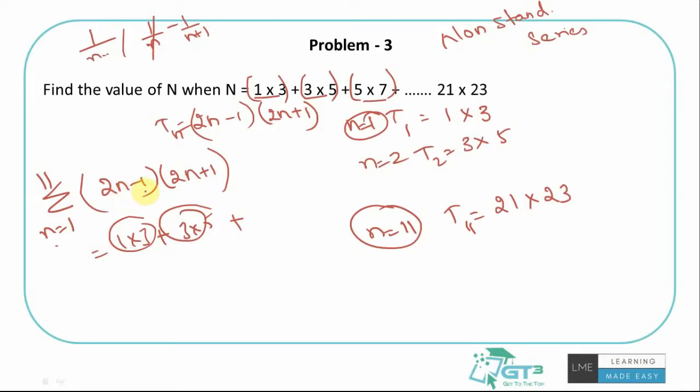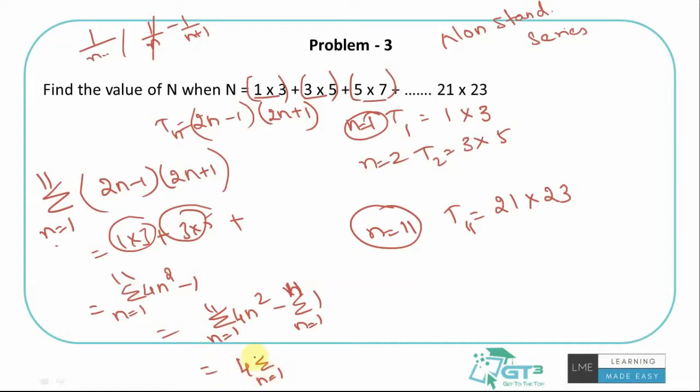So what is 2n minus 1 into 2n plus 1? 4n square minus 1, and summation is n is equal to 1 to 11. Now for summation you can do this. I can put the summation symbol for both, that is summation of 4n square minus summation of 1, n is equal to 1 to 11. And 4n square, a constant will come out of the summation as well. 4 summation of n is equal to 1 to 11 n square minus summation of n is equal to 1 to 11 of 1. So what should I do here?